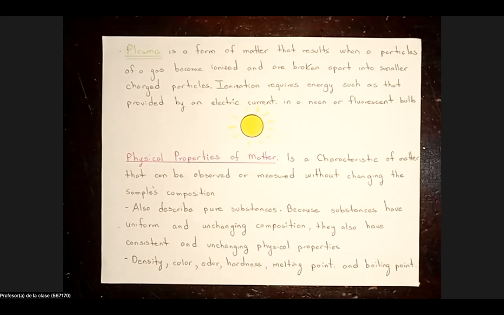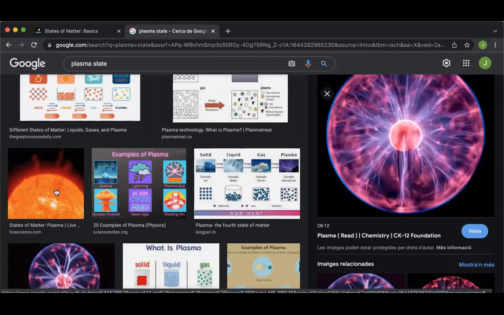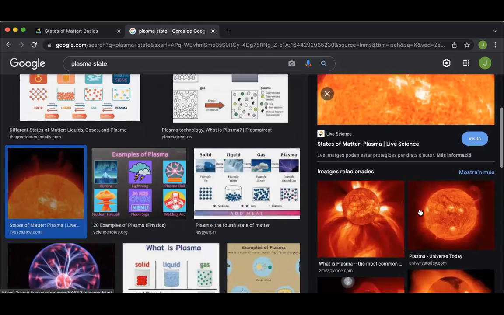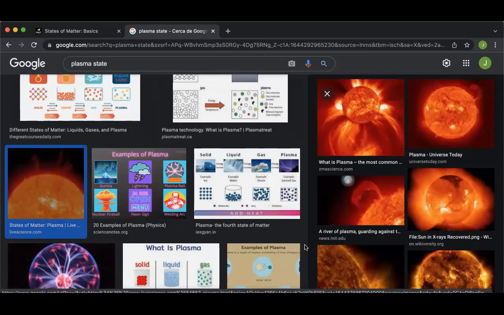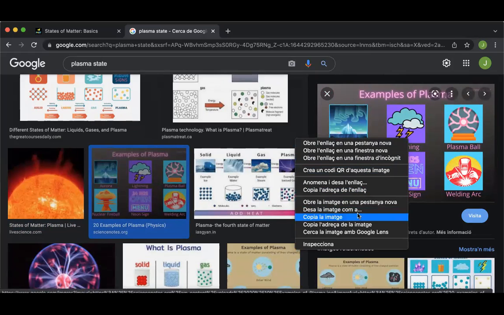Let me see, I have one picture. Oh, look at this. Yes, it's a toy. We can find it in a toy store, for example. It's a plasma ball. So look at this. We have plasma inside the sphere. And of course, our sun is an example of the fourth state of matter called plasma. And we have here another example of plasma. I can download the image to share with you.